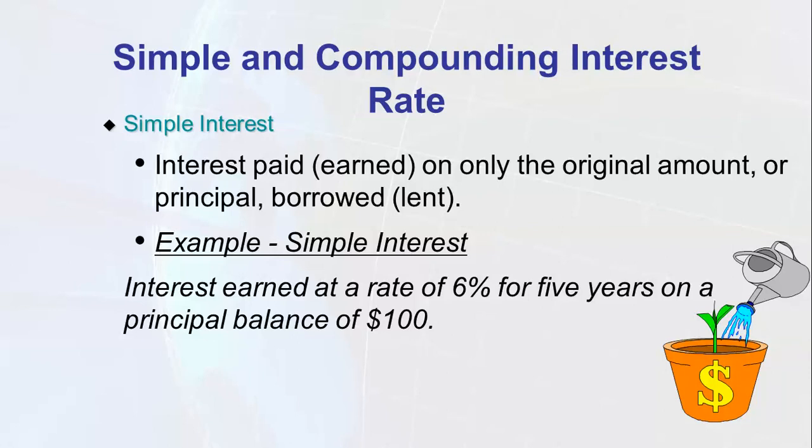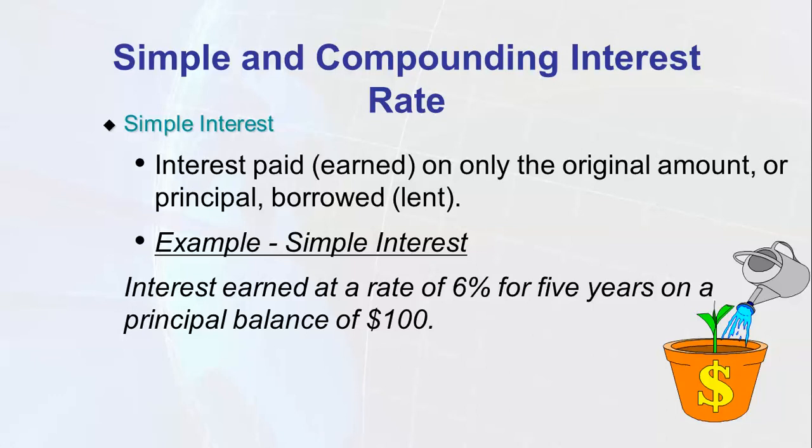Okay. So the next thing I'm going to talk about is simple versus compounding interest rate. Simple interest is basically interest paid only on the original amount, or the principal amount. If you borrow $100, the interest is going to be charged only on that $100. The interest earned at the rate of 6% for 5 years on a principal balance of $100, that's an example of simple interest rate.